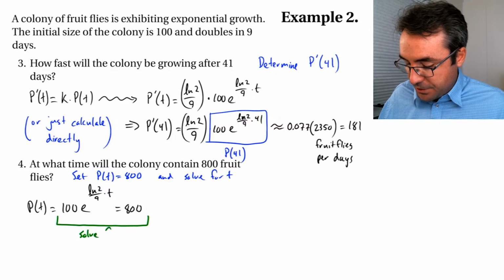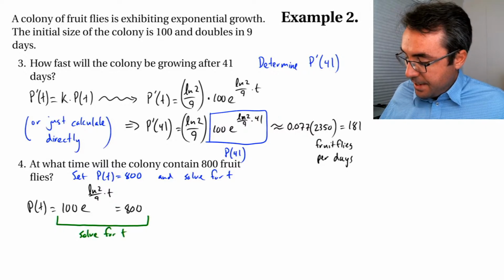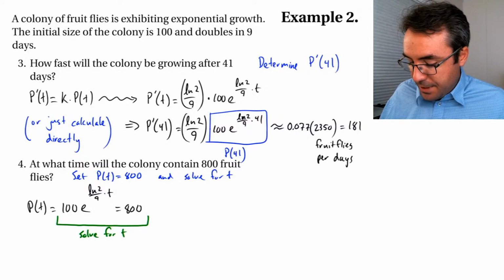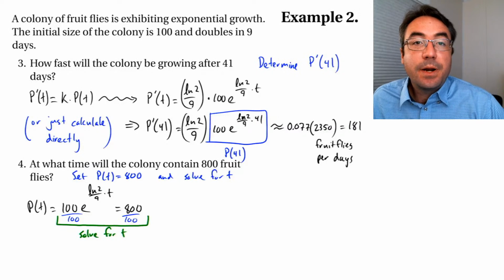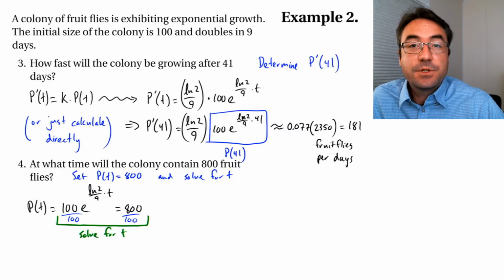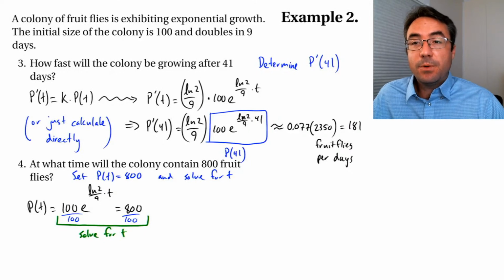So this is the equation we're going to solve for t. The first thing we could do is divide both sides by 100. The variable is up in the exponent, so first of all, we want to get e by itself. So we're going to take that number in front and divide both sides by it. So we're dividing both sides by 100.